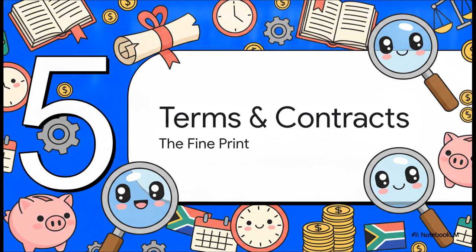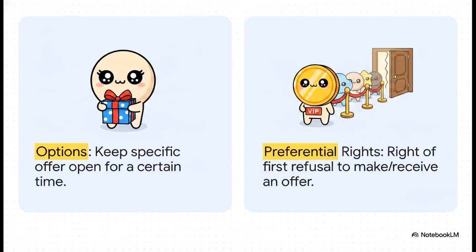Section 5. Terms and future contracts. The fine print. In law, we have a special term for agreements that are aimed at making future contracts. They're called pacta de contrahendo. You're going to see 2 main types of these. First, an option. This is when an option grantor promises to keep a very specific firm offer open for a certain amount of time for the option holder.